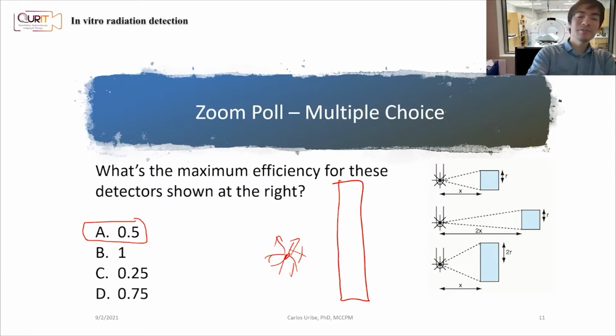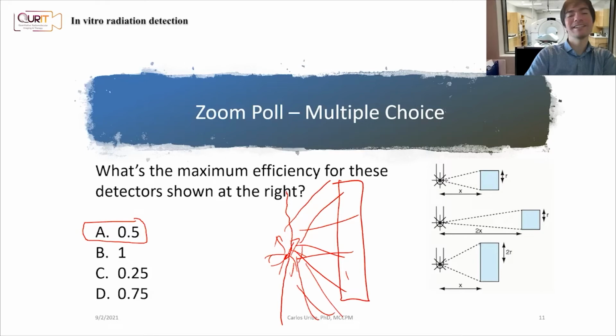But the reason that it's only 0.5 is because no matter how big my detector is, let's say we're able to capture all the photons that are traveling to the right, it's going to be impossible to capture the photons that are traveling to the left. They're just going away from the detector. So at most, in the best case scenario, we're only going to be able to detect half of all the emissions coming out from that source. That's why, in terms of geometric efficiency, a flat detector that we put on the side is maximum 0.5.